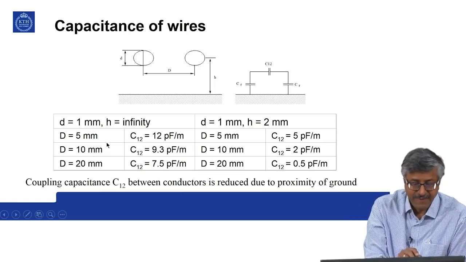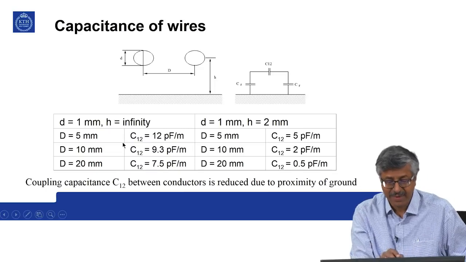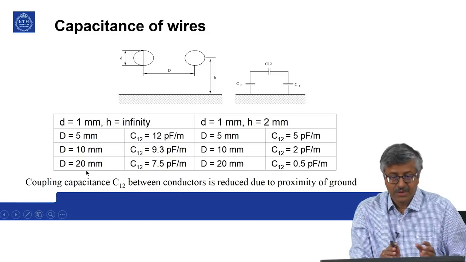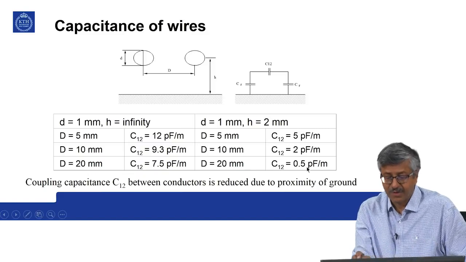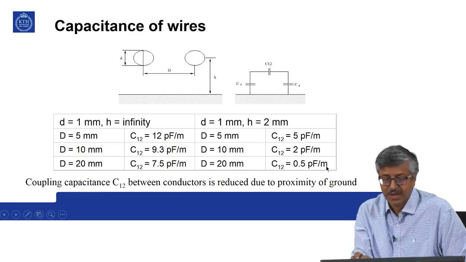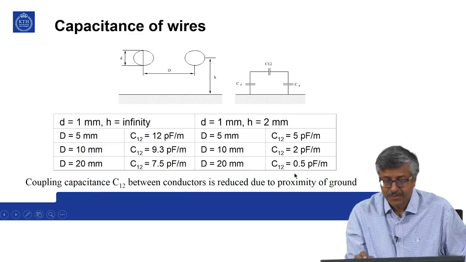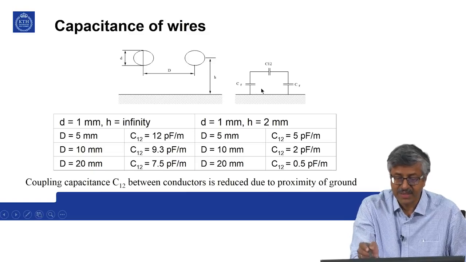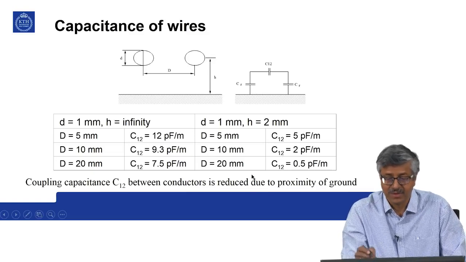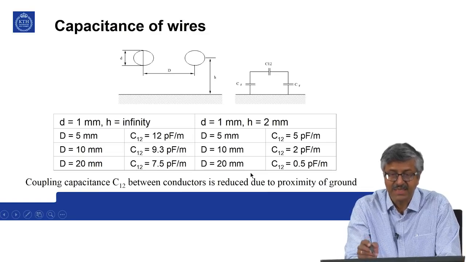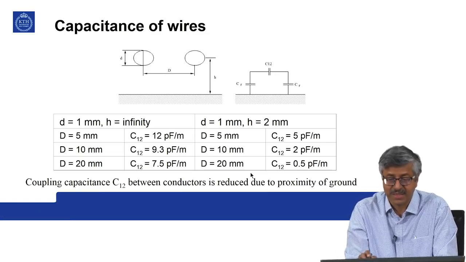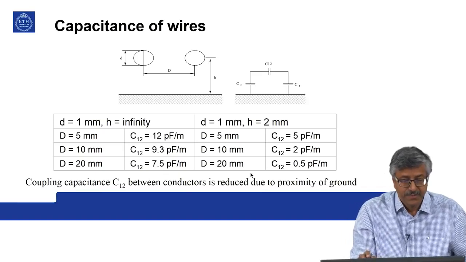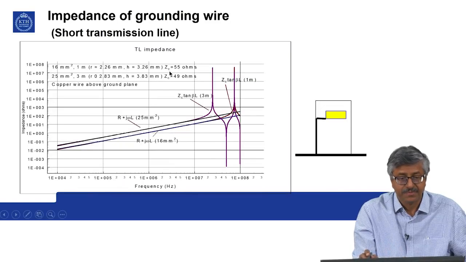And if you increase the distance from 9.3 to 2, then 20 millimeter, 7.5 to 0.5 picofarads per meter. So, you can see that the ground plane has an influence on this mutual capacitance. So, in general, the ground plane decreases the mutual capacitance between the two conductors. This is called the coupling capacitance.